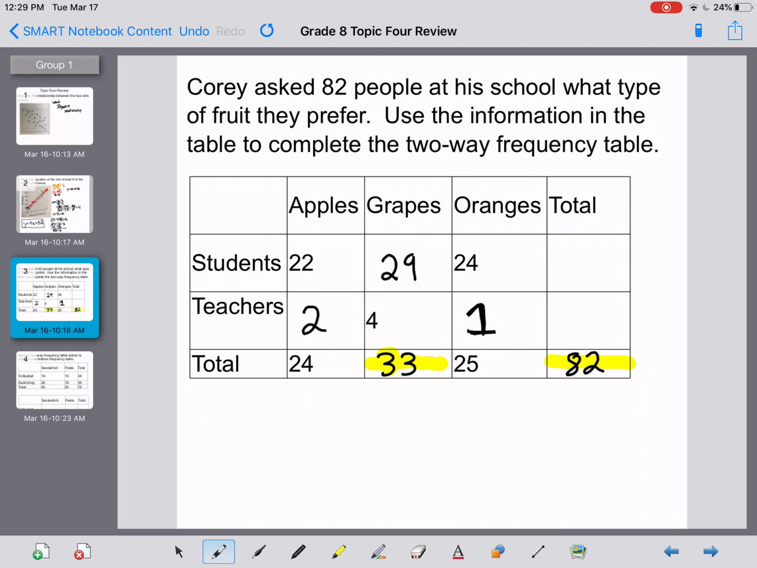Now I just need to find my totals on the right. To do that, I can just add up all my numbers for students. 22 plus 29 plus 24 is equal to 75. And when I add up for my teachers, 2 plus 4 plus 1 is equal to 7. And if I double check that, 75 plus 7 is equal to 82. So my numbers are correct.